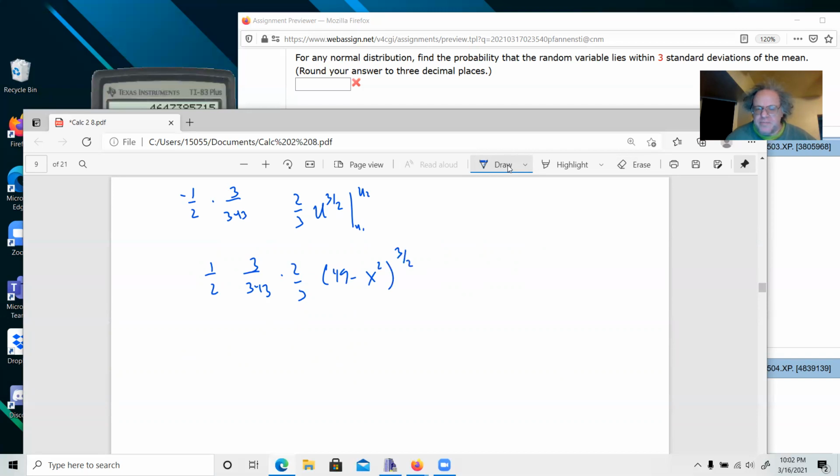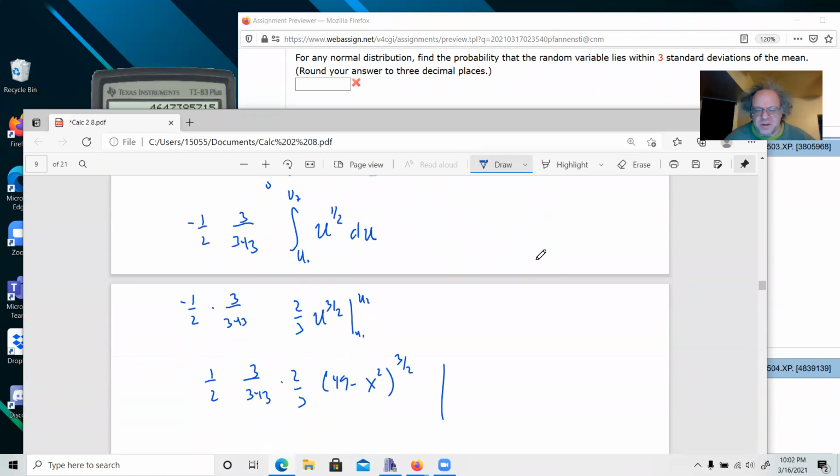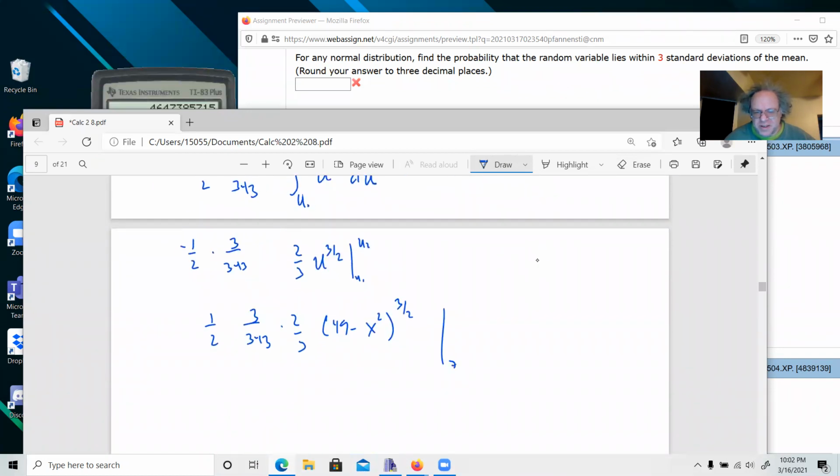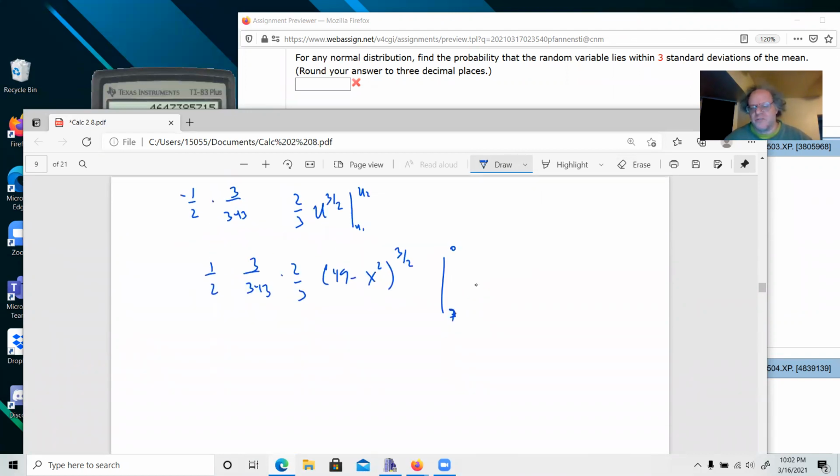The 3/2. You might want to hang on to this result. And then what did I do? I flipped them because of the sign. Okay, so we're at 7 to 0 here. We're verifying that this is a probability distribution. This should be 1.